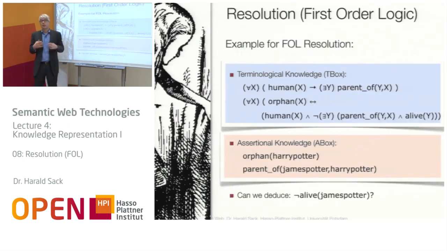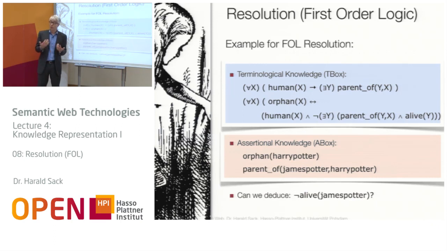So let's take this example. We have the knowledge base given here, split into a T-box with terminological knowledge and assertional knowledge. And in our T-box, we make clear that there is a human, and a human is defined such that a human always has some parents. And we define what an orphan is, and an orphan, of course, is a human whose parents are not alive anymore. And then we have the assertional knowledge in the A-box, and we say that Harry Potter is an orphan, and we say that James Potter is a parent of Harry Potter.